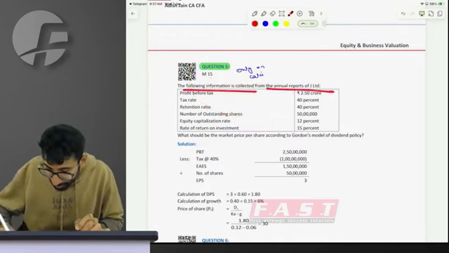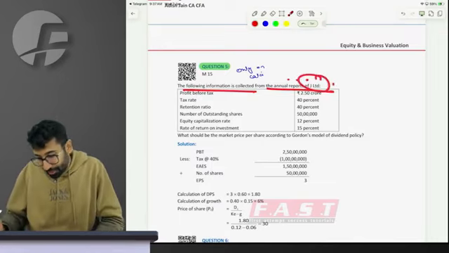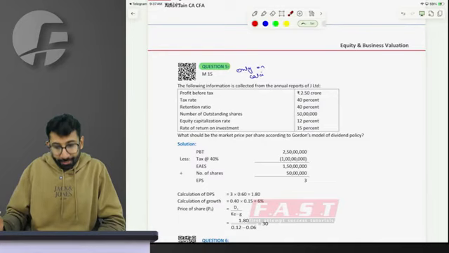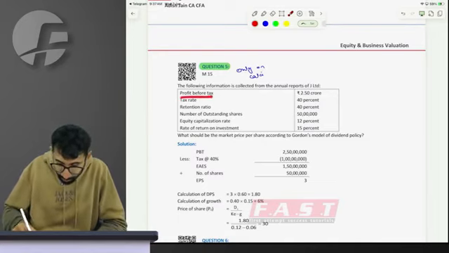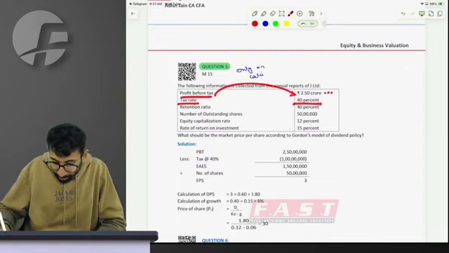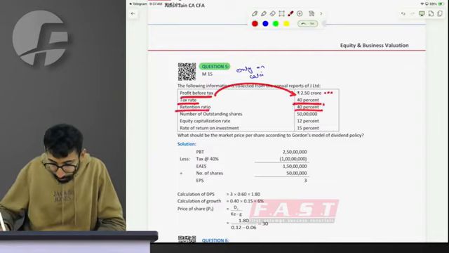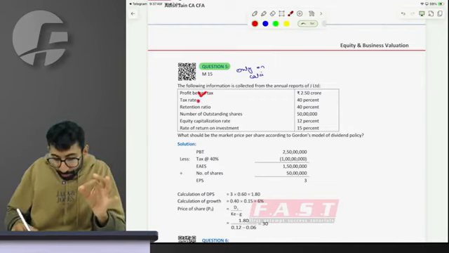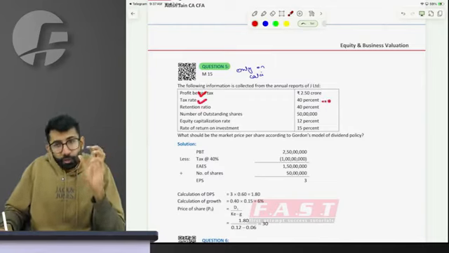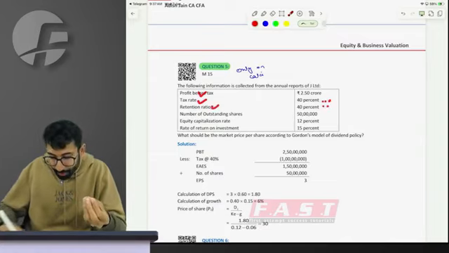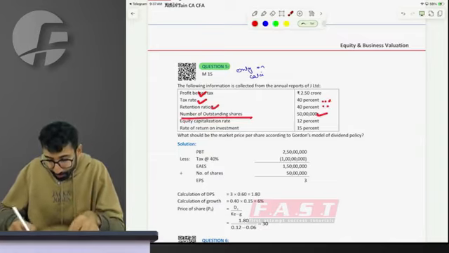The following information is collected from the annual report of J Limited. J Limited is a company. From its annual report, some information has been collected. What is the information? Profit before tax is 2.5 crore. Tax rate is 40%. Retention ratio is 40%. On this profit, the company pays 40% tax. Whatever PAT the company gets, it retains 40%. The outstanding shares are 50 lakhs.